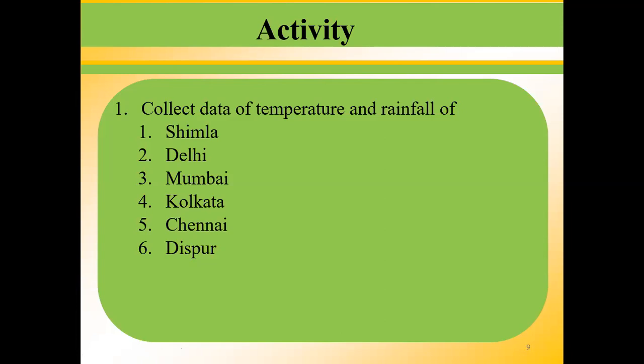Okay, so now what I want you all to do is find the data of temperature and rainfall of these 6 cities in India. You are going to find out about them in 2 different months, let's say May and November. So we're going to take 2 separate months and find data about them, and we're going to do it together. You and me will do this together.